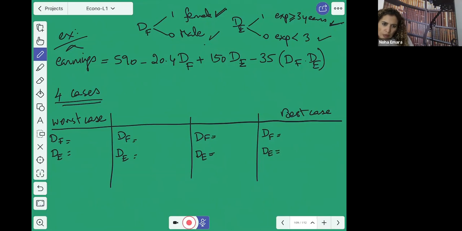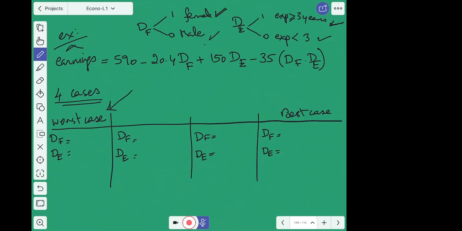So if I'm assuming that females earn less, and of course with a small number of years of experience, then it's even worse. So what do you think the values for DF and DE? What about Dan? You have an answer? Bart? Wouldn't DE be less than 3 or 0?